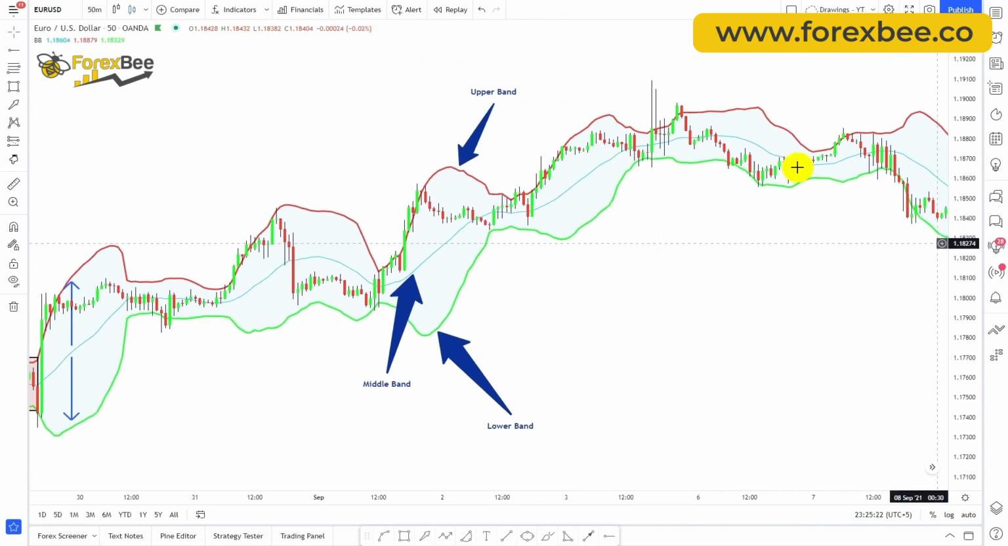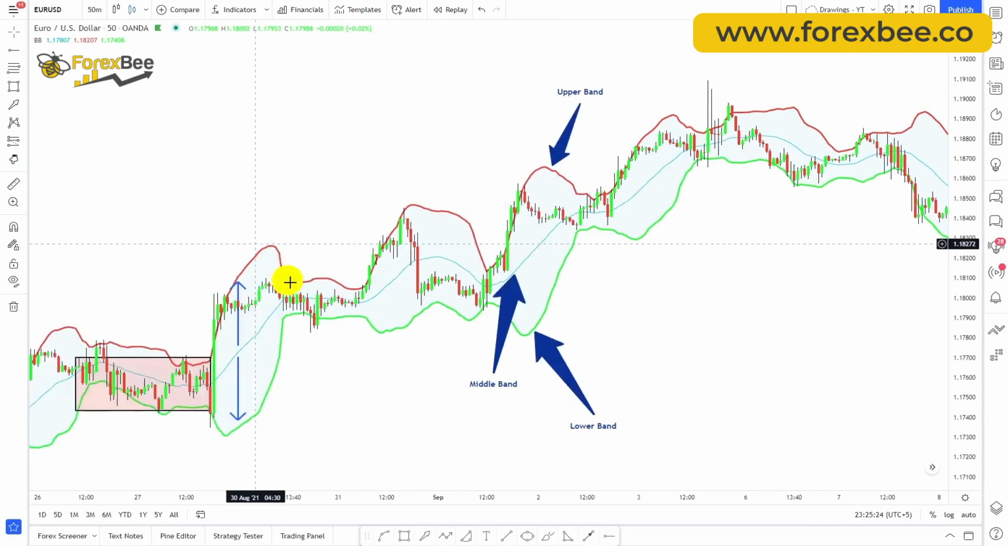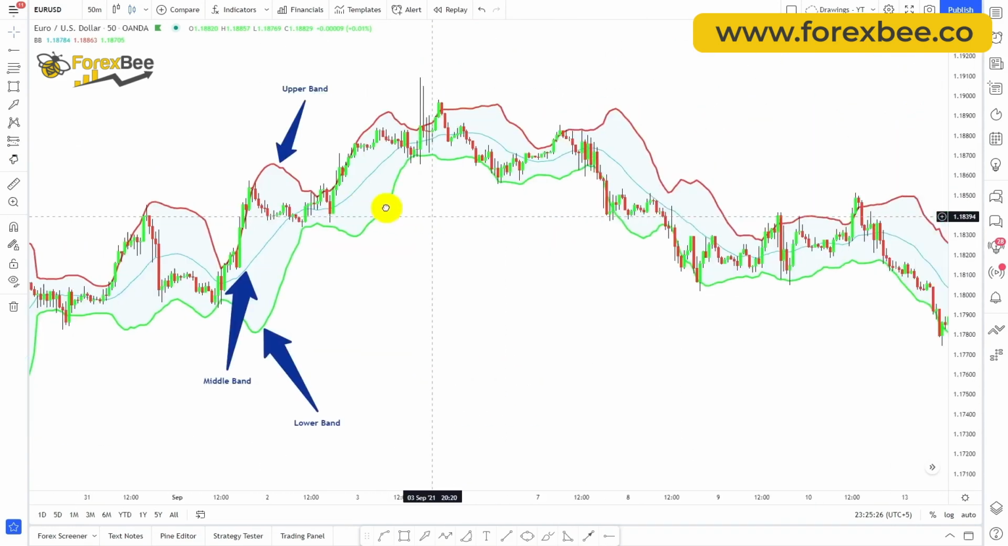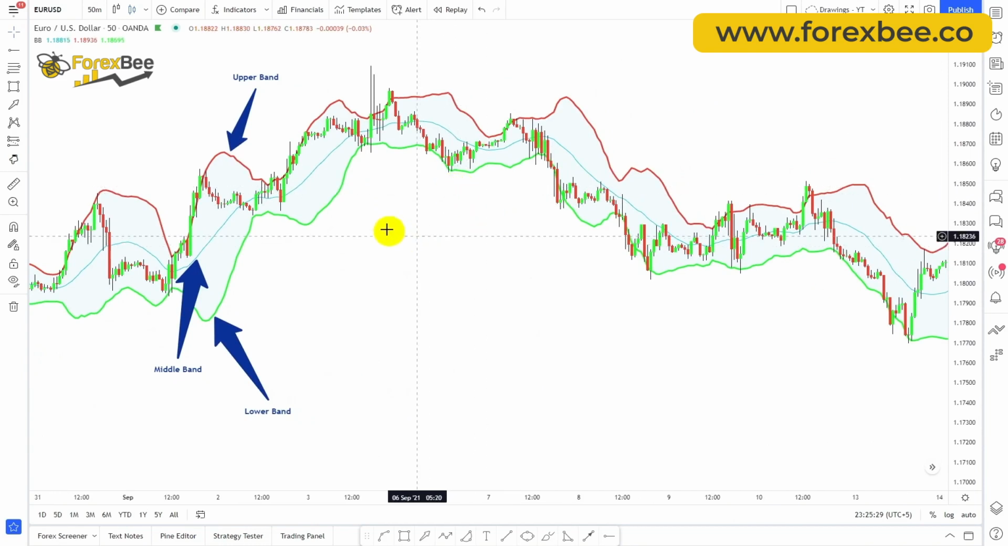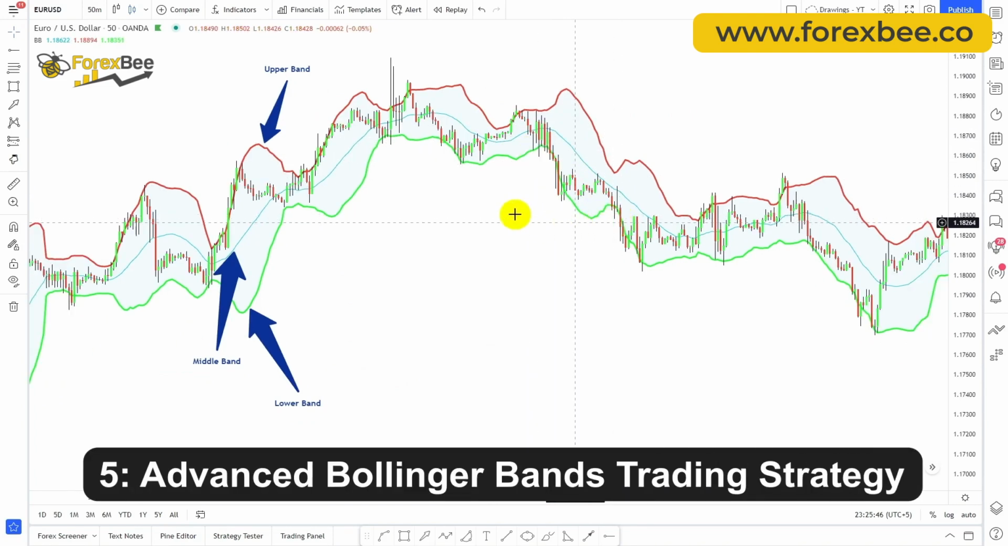Now as I said in the beginning, I'm gonna show you an advanced price action strategy through which you can be more profitable and take a better risk to reward ratio. In order to do that, we need to follow 3 simple rules.